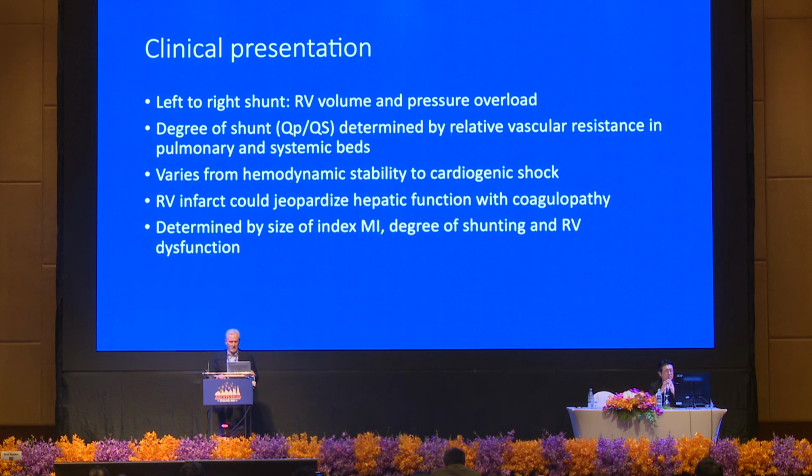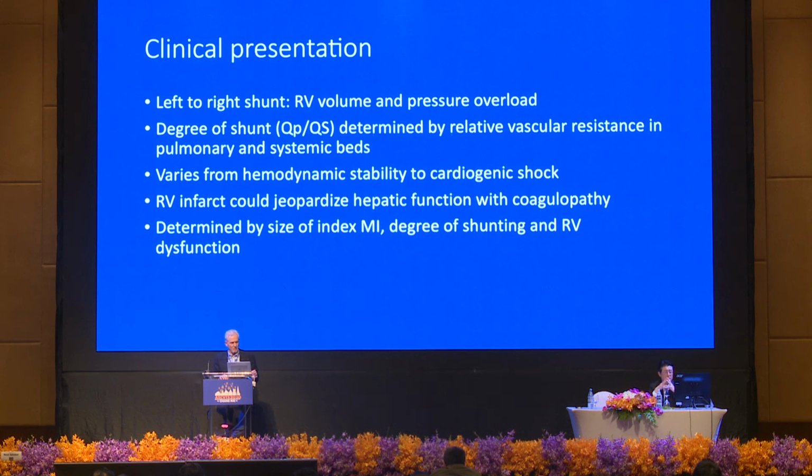Now, the clinical presentation will vary, and a lot of factors will determine that, but importantly, as you obviously know, you're going to get an immediate left to right shunt. And in a patient that's not used to that, the heart will really struggle with volume overload and pressure overload. Now, that degree of shunt will depend on the vascular resistances in both the pulmonary and systemic vascular beds. And so patients will either be very stable, irrespective of the fact they've got an acute infarct and a VSD, or be in severe cardiogenic shock and clinically very unwell.